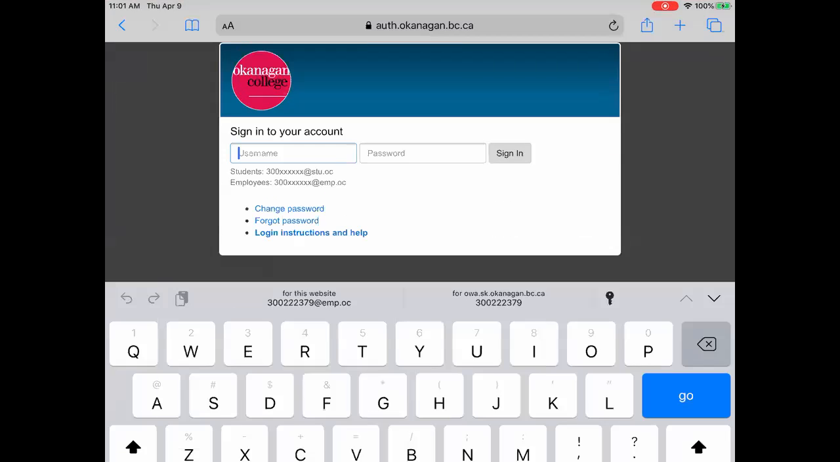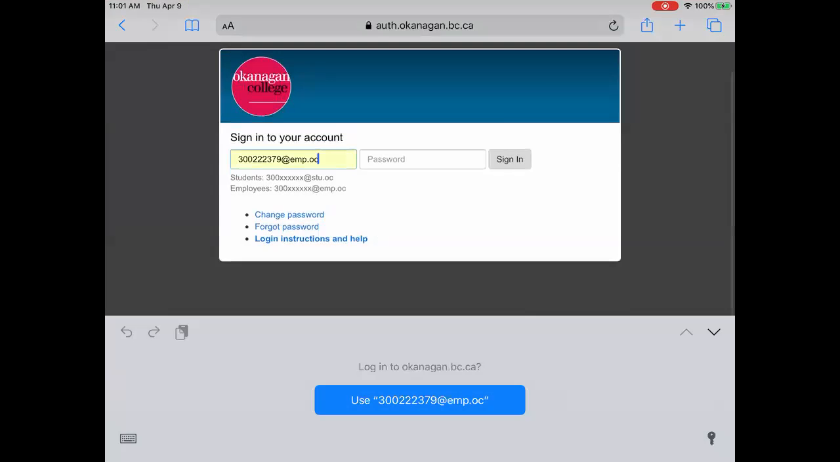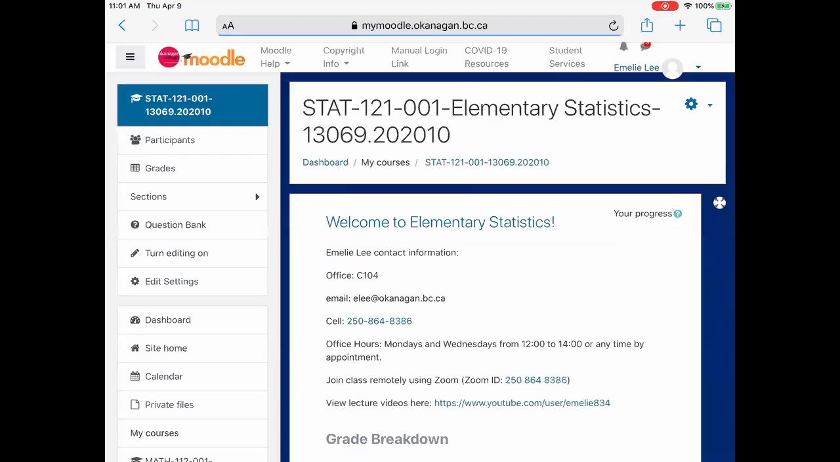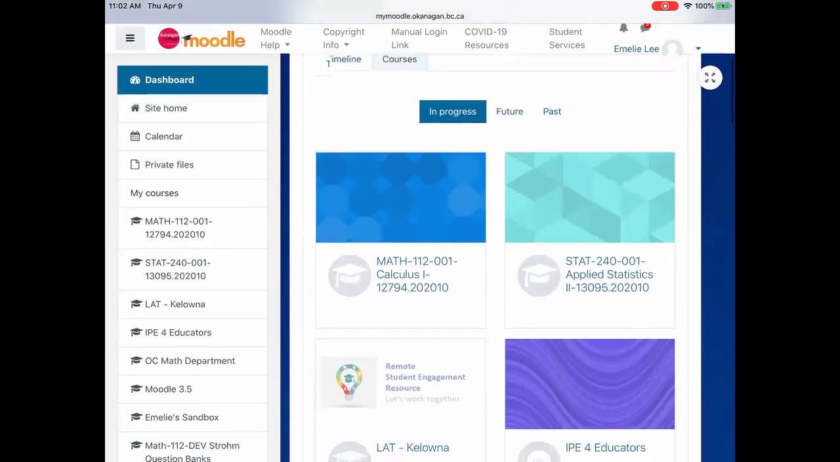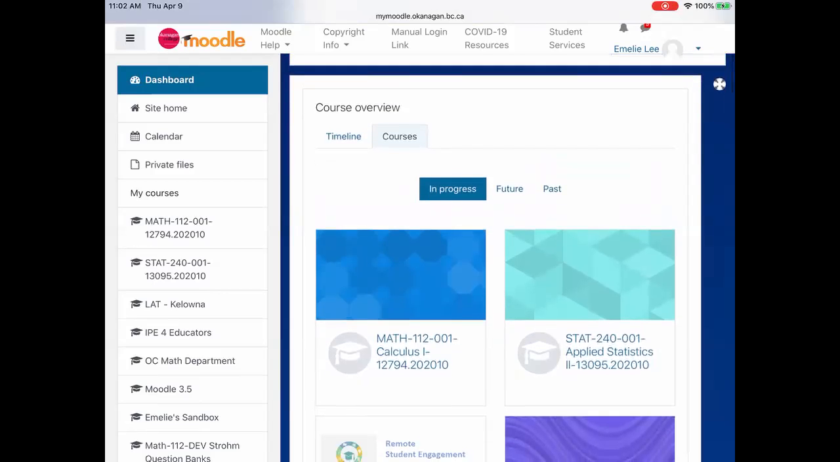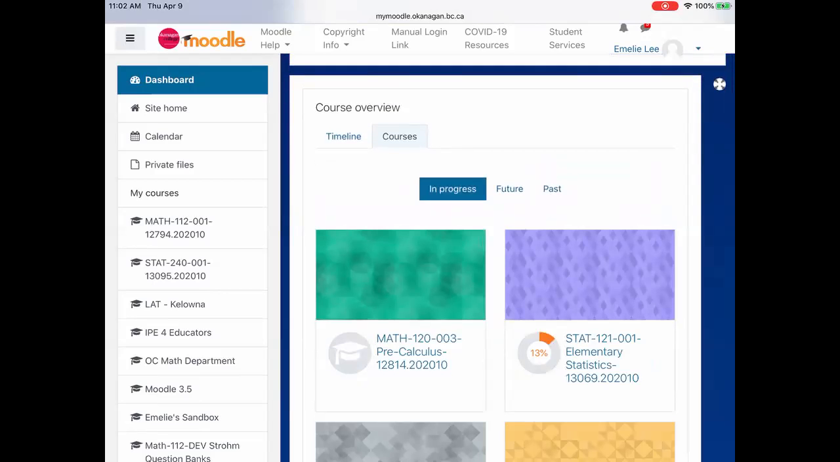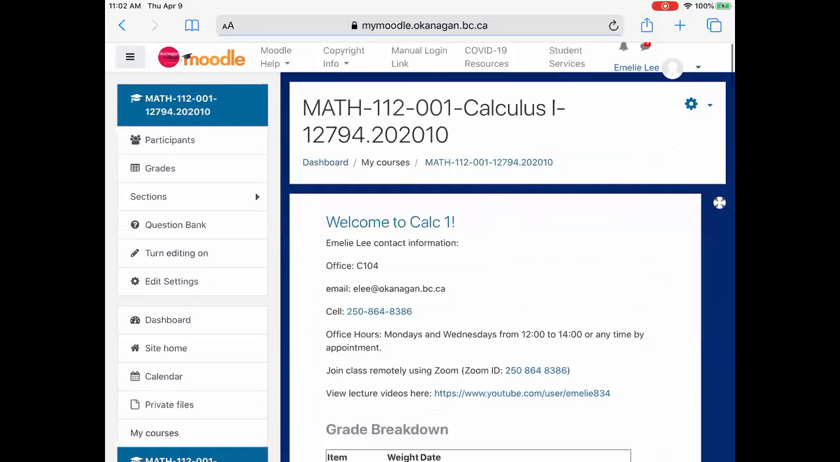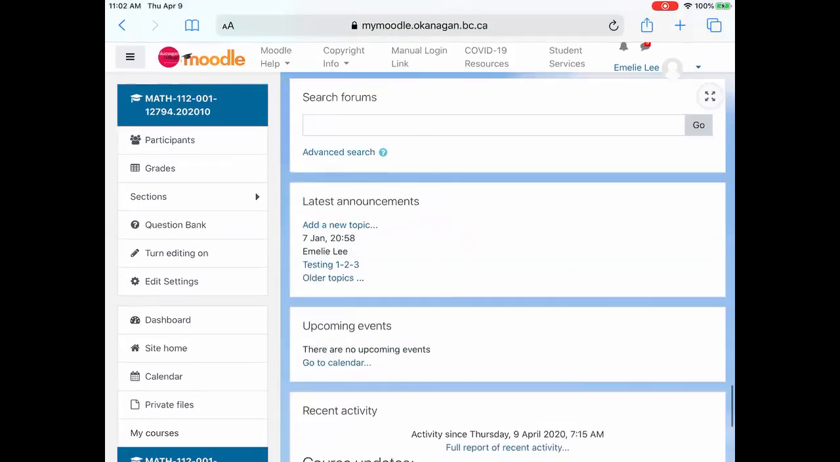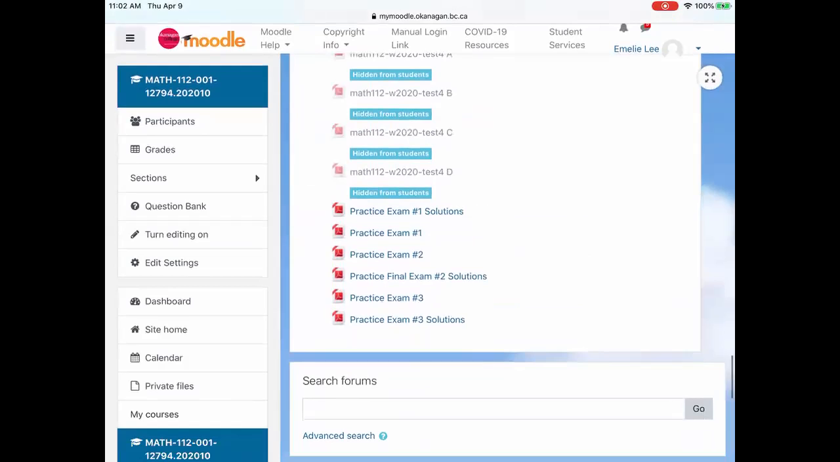I posted on Moodle. Sign in. On course. I noticed for some reason my Moodle page has dropped some of my courses, so if you can't find your courses, then they'll be in the past, which is weird because they're still in progress, but whatever. Not ours though. So down at the very bottom, I posted 3 sets of practice exams with solutions.